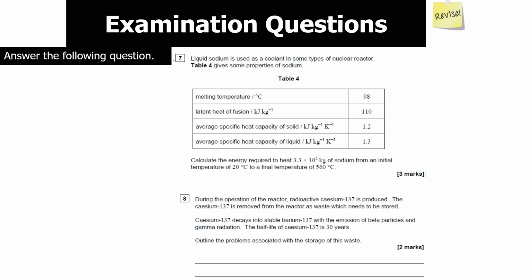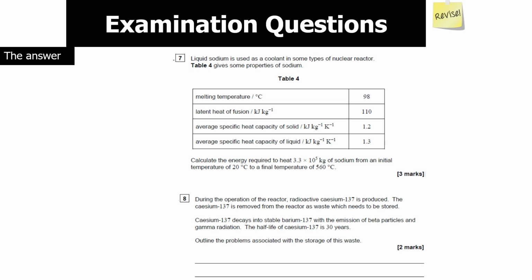Now the next question says, liquid sodium is used as a coolant in some types of nuclear reactor. Table 4 gives some properties of sodium. Now calculate the energy required to heat 3.3 times 10 to the 5 kilograms of sodium from an initial temperature of 20 degrees to a final temperature of 560 degrees Celsius. And then during the operation of the reactor, radioactive cesium-137 is produced. The cesium-137 is removed from the reactor as waste which needs to be stored. Cesium-137 decays into stable barium-137 with the emission of a beta particle and gamma radiation. The half-life of cesium-137 is 30 years. Outline the problems associated with the storage of this waste. So pause the video now, then unpause the video when you want to go through your answer.